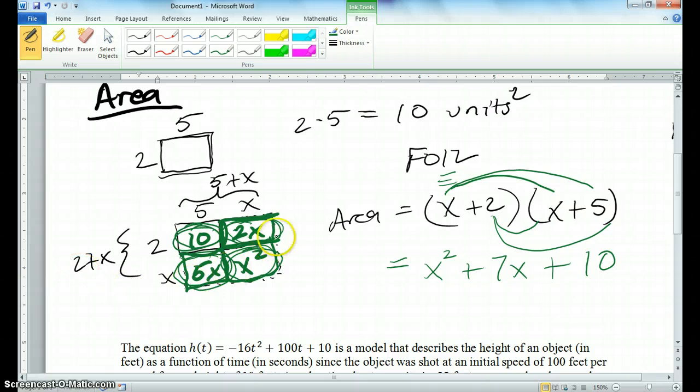This area approach gives it more of an intuition, whereas this approach kind of makes you forget what you're doing. And this method works regardless of how many terms you have. So, let's make this more generic now.